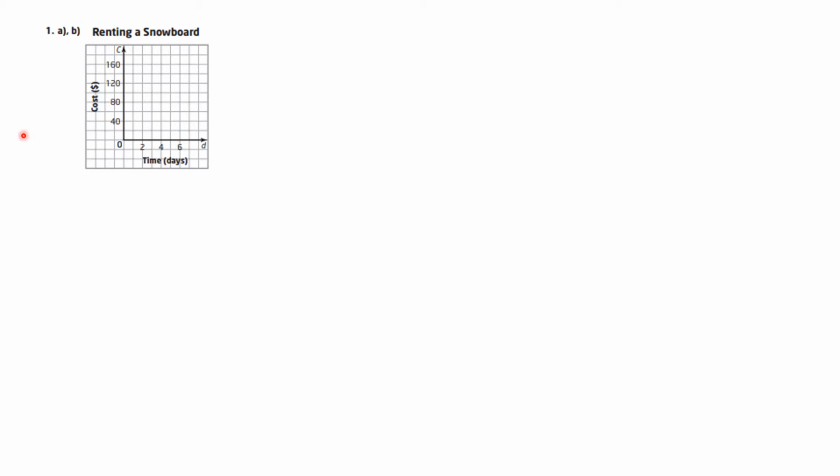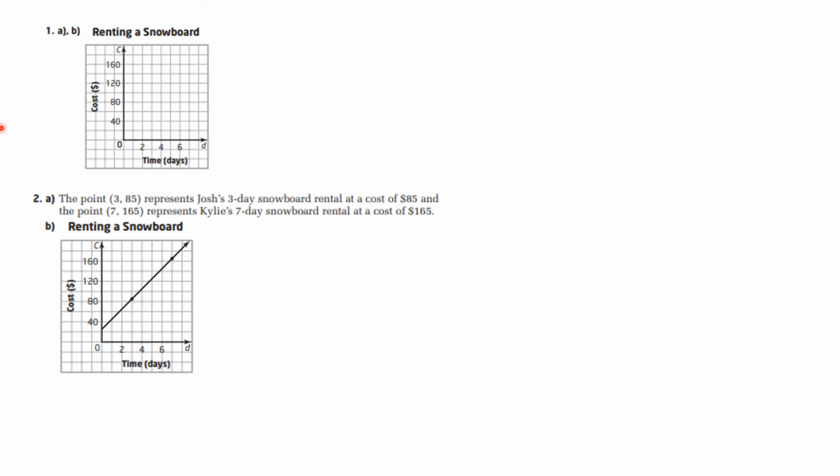So question 2 tells us to plot those points and explain what they mean. And then we plot them and draw a line through them. So let's take a look at that. So here are the 2 points, and here's what they represent. That first part of A said, what did they represent? The 3-day snowboard rental, $85, and the 7-day snowboard rental at $165. That's what those 2 numbers represent. Here they are with a line through them.